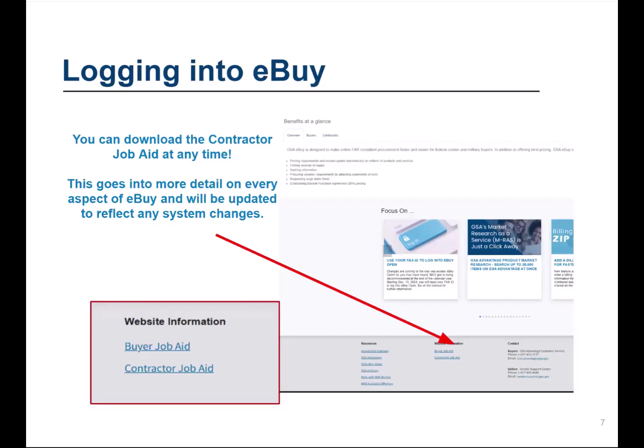Today's training is as detailed as we can make it for OASIS Plus, but there are detailed guides on the homepage. At the very bottom of the homepage, under website information, you'll be able to download the contractor job aid. This guide will be updated with any changes to the system and has detailed step-by-step instructions on every aspect of the eBuy system. We recommend that you keep a copy of this on hand to answer any questions that you may have before reaching out to the help desk.